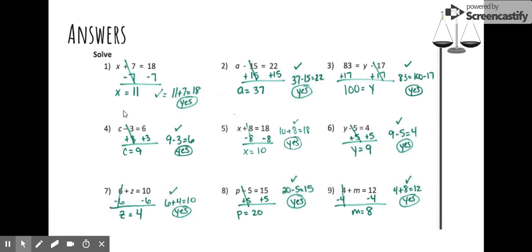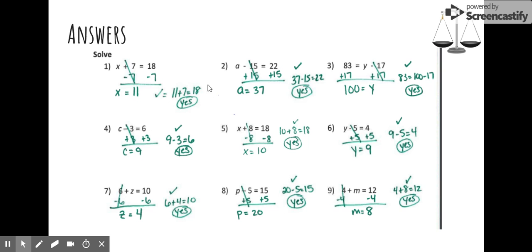Now, a little bit different than what you've probably seen is that I have a slash through my +7 and my -7. I know some kids like to see that slash because they say, okay, when I add 7 and I subtract 7, that equals 0. So it is totally gone. It's not there anymore. So all I have is my x. Feel free to do this if that helps you visually, or if it distracts you, don't do it. Just do the regular problem.